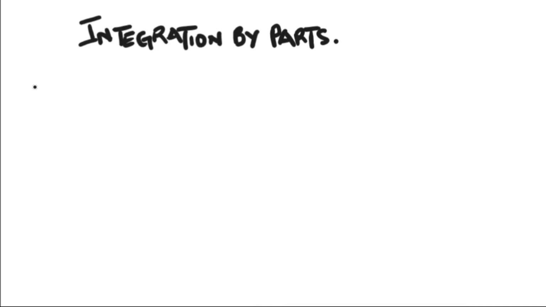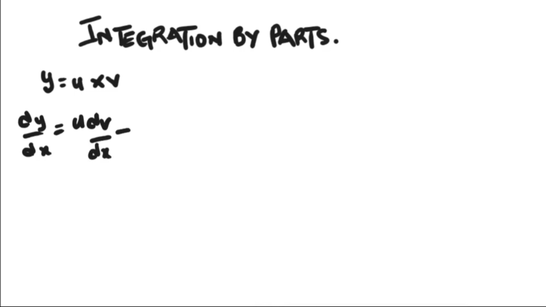Basically, if you are differentiating, for example, a function y is equal to u times v, and you use the first principle to differentiate this, you arrive at dy/dx equals u dv/dx plus v du/dx. This formula is what you refer to as the product rule. So in differential calculus, if you are differentiating the product of two functions, you can directly apply this formula to get your dy/dx.